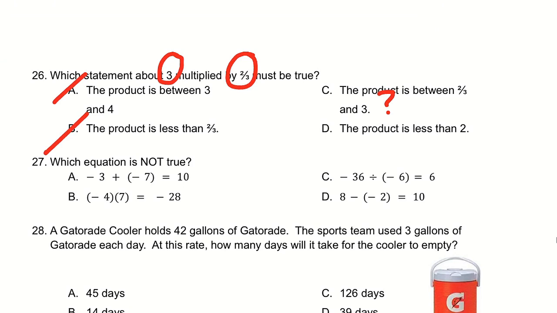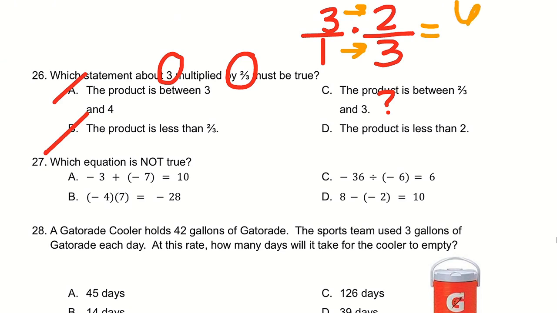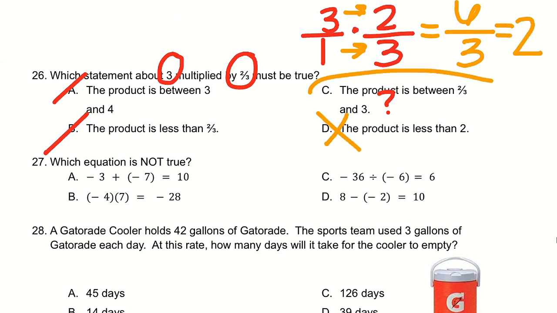If we wanted to work this out, we could. I can multiply 3 times 2/3. Remember that every whole number has a denominator of 1. When I multiply fractions, I multiply tops by tops, bottoms by bottoms. 3 times 2 is 6. 1 times 3 is 3. 6 divided by 3 is 2. So the product is not less than 2. So the only one that works is C.